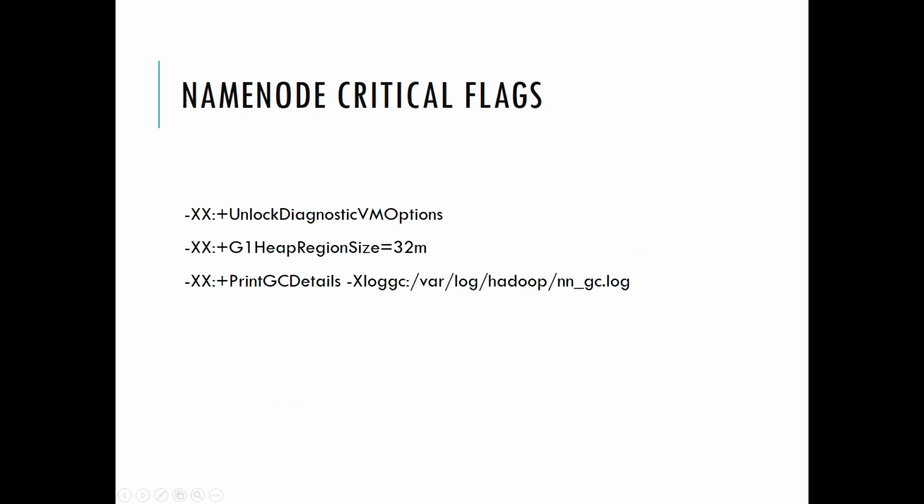In addition to standard JVM options, certain diagnostic flags are highly recommended for the NameNode. Enable diagnostic access with -XX:+UnlockDiagnosticVMOptions. Set the heap region size using -XX:G1HeapRegionSize=32M. For observability, include -XX:+PrintGCDetails. To capture garbage collection events and logs, use -Xloggc:/var/log/hadoop/nngc.log. These settings are invaluable for tuning and troubleshooting.